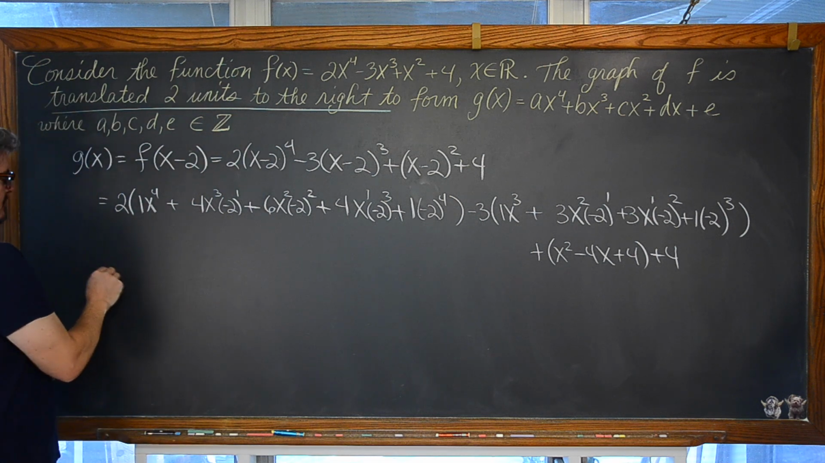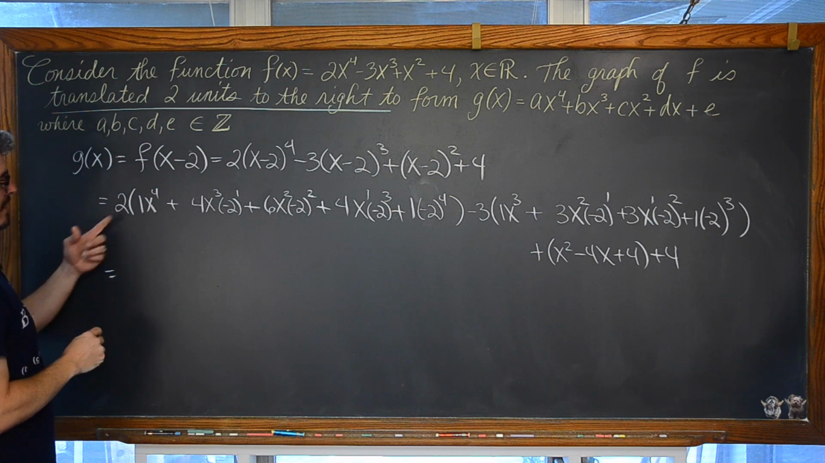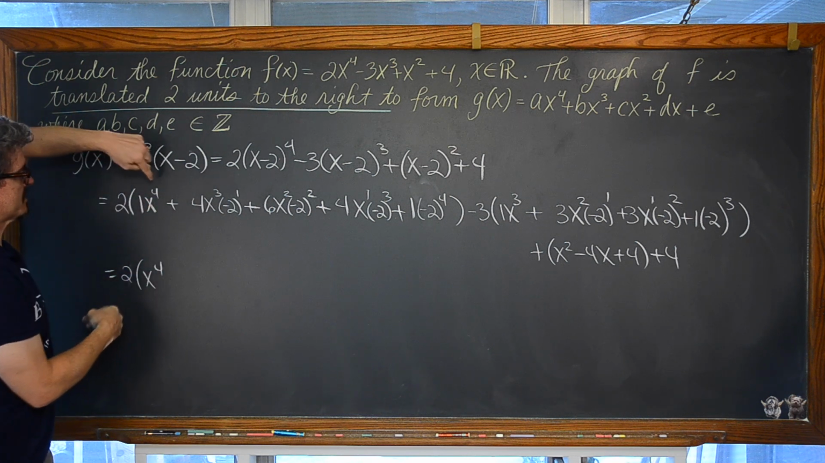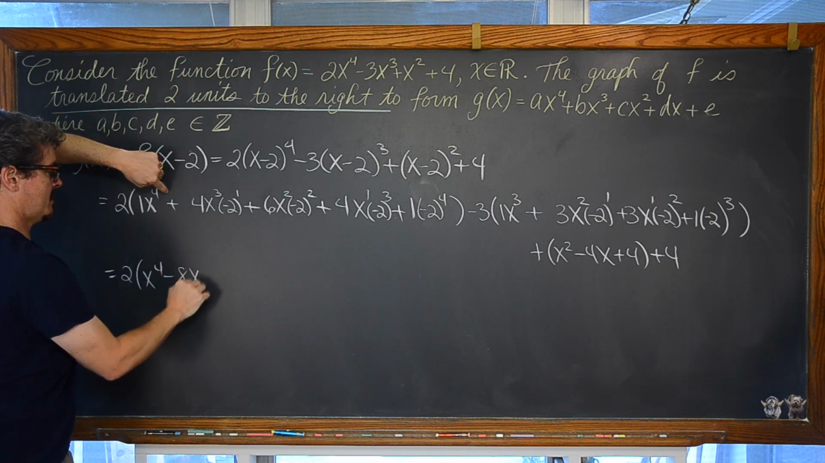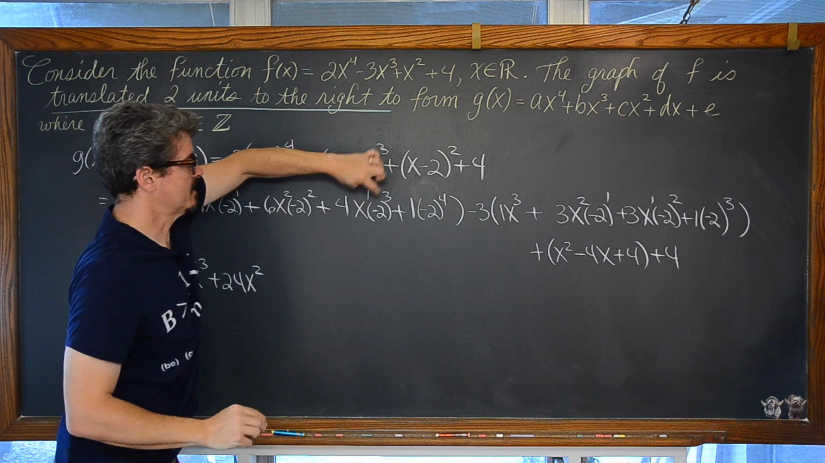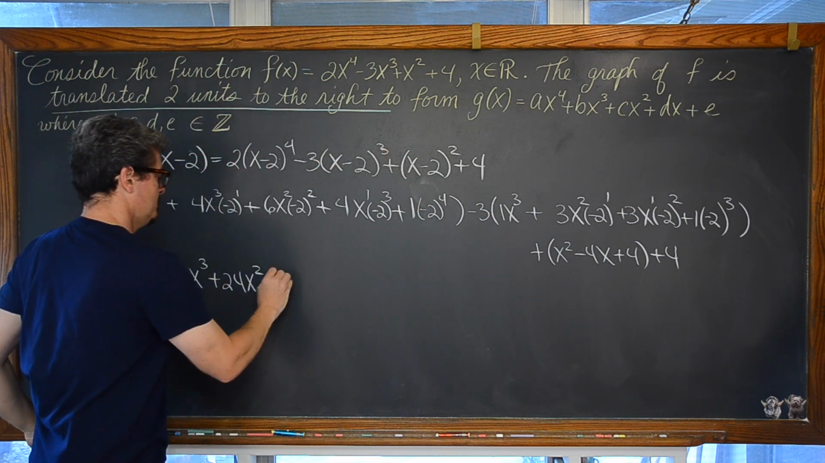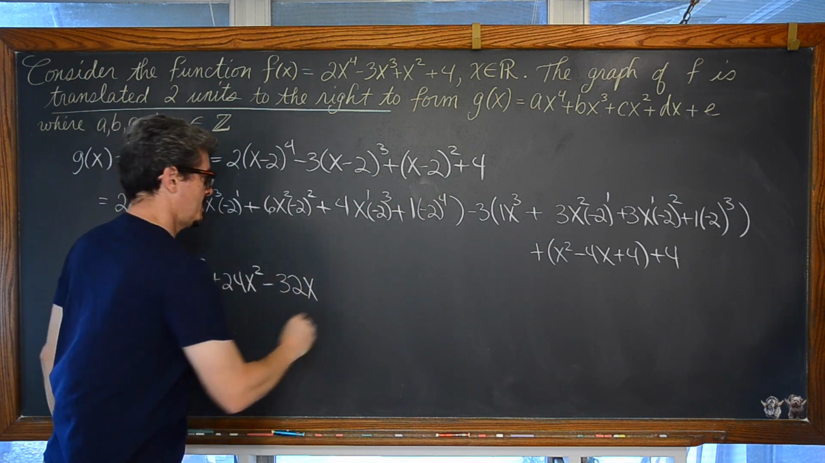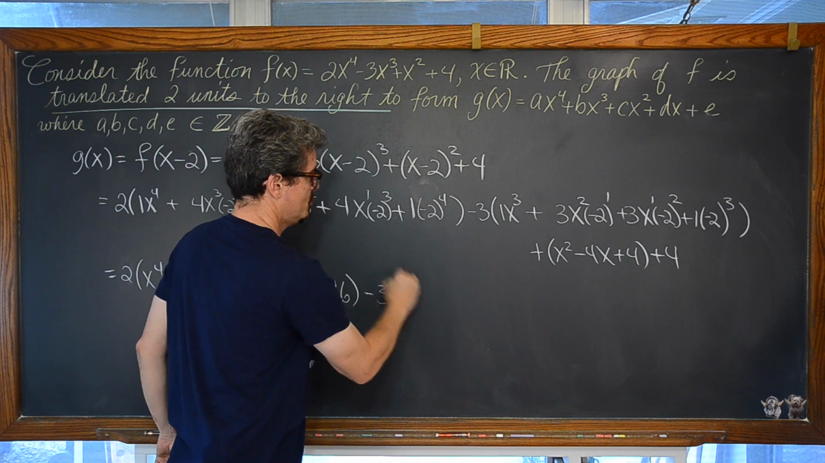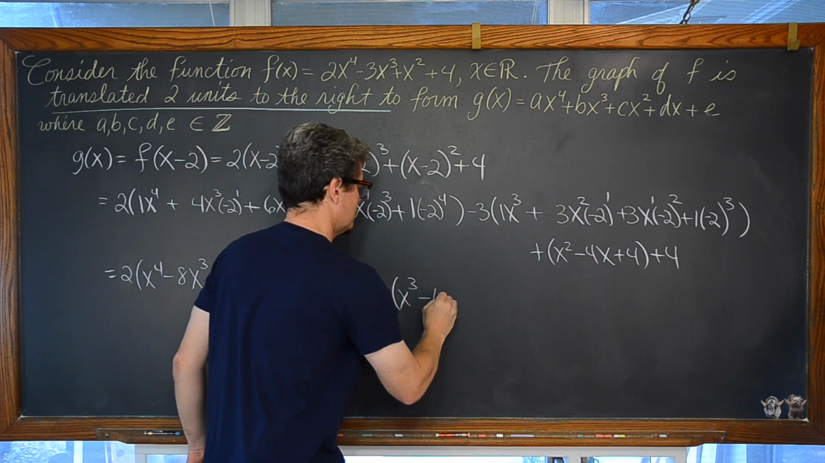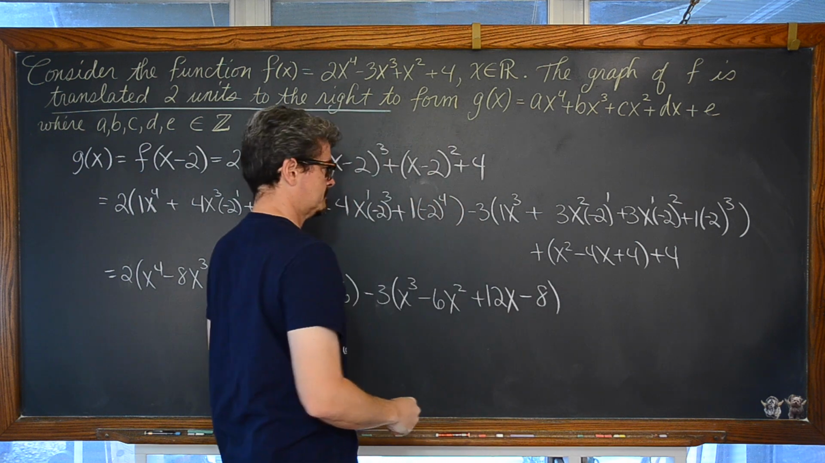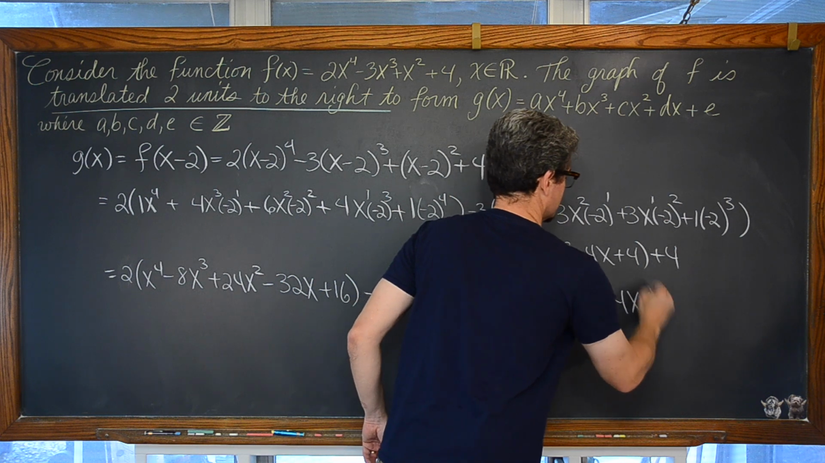So a lot of writing, but going very quickly, as long as we use all of our tools that we have available to us. So we're looking at, correctly writing this, 2 times x to the fourth. We have negative 2 times 4, so negative 8x cubed. Negative 2 squared is 4, times 6 is 24. Negative 2 cubed is negative 8, times 4 is negative 32. Negative 2 to the 4th is 16, minus 3, x cubed, negative 2 times 3 is negative 6, negative 2 squared is 4, times 3 is 12, minus 8, plus x squared minus 4x plus, and then 4 plus 4 is 8.